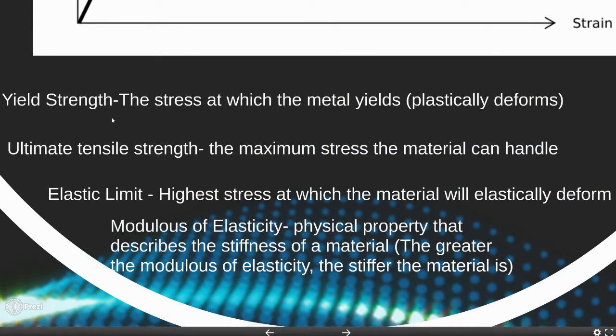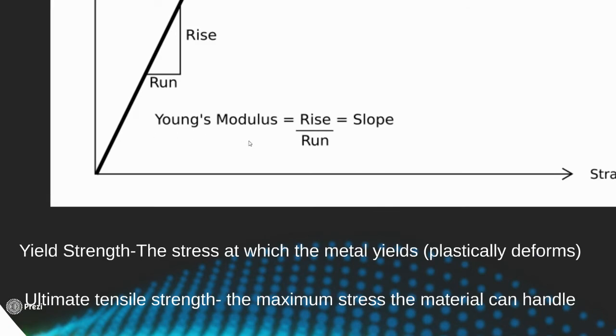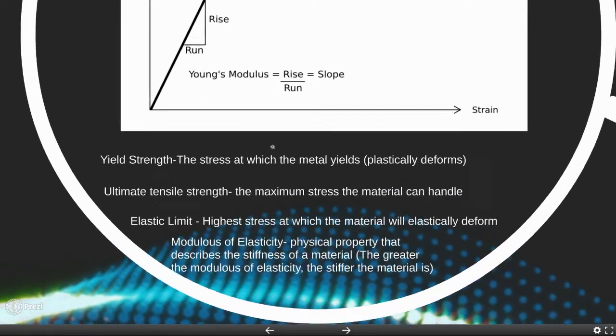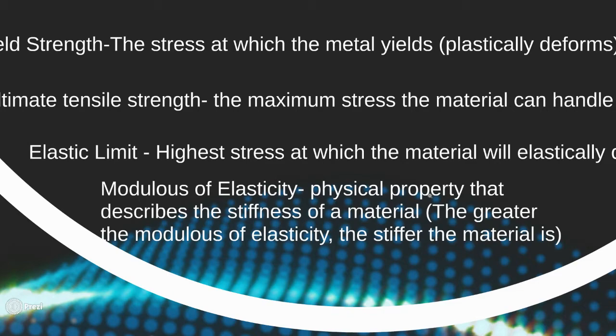So I want to make sure that you understand these definitions. We talked about yield strength, ultimate tensile strength, that elastic limit, which is very similar to the yield strength as well. It's the highest stress at which that material will elastically deform, right at that point when it's coming over from elastic deformation into plastic deformation. And then we also described the modulus of elasticity, and that is actually the same as Young's modulus. There's just two different names for the same concept there. And remember, it's a physical property, not a mechanical property, that describes the product stiffness, okay?